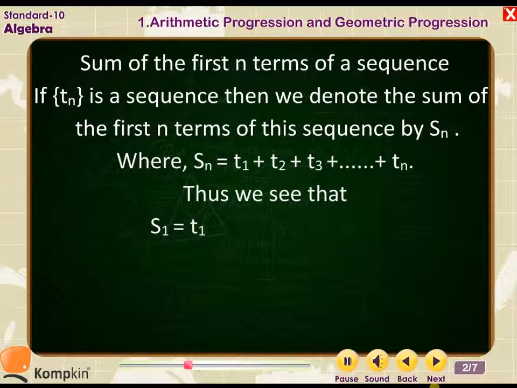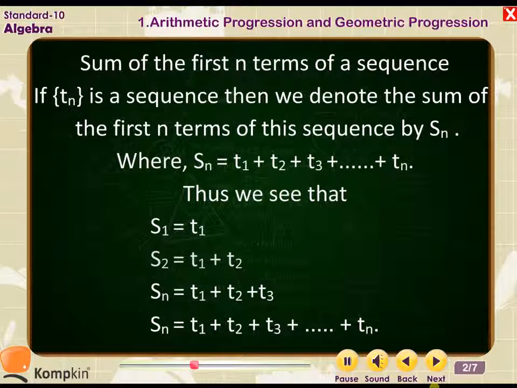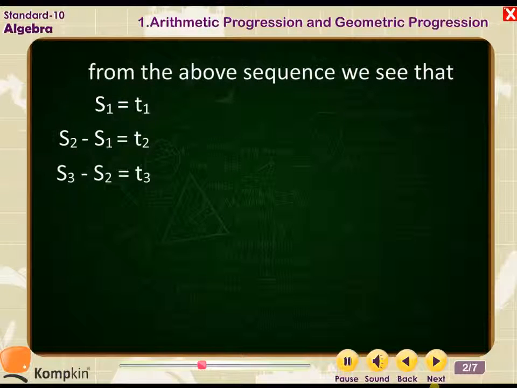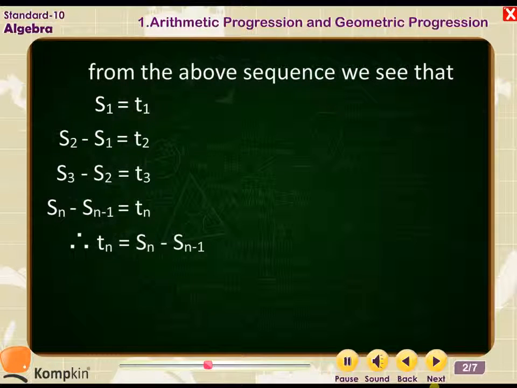Thus we see that S1 is equal to T1, S2 is equal to T1 plus T2, S3 is equal to T1 plus T2 plus T3, Sn is equal to T1 plus T2 plus T3 plus and so on Tn. From the above, we see that S1 is equal to T1, S2 minus S1 is equal to T2, S3 minus S2 is equal to T3, Sn minus Sn minus 1 is equal to Tn. Therefore, Tn is equal to Sn minus Sn minus 1.